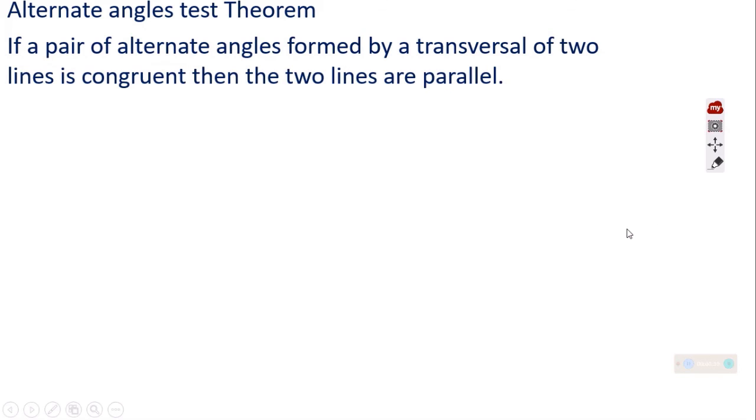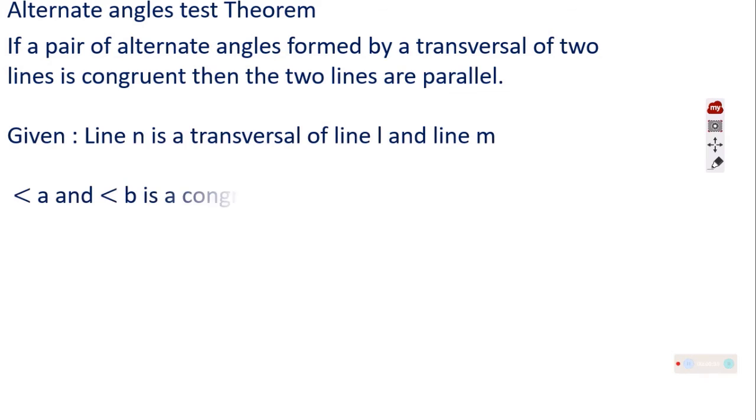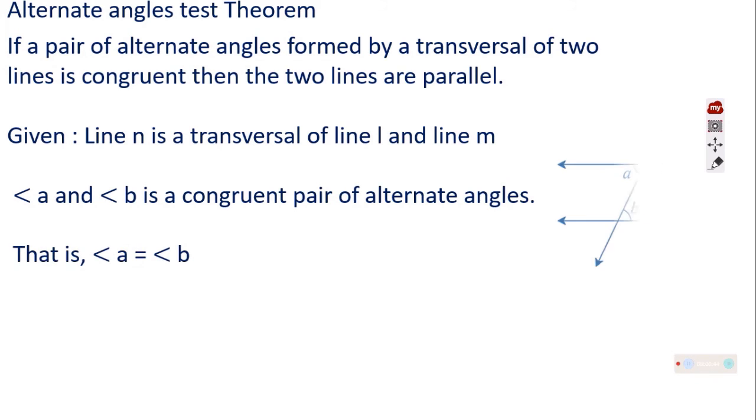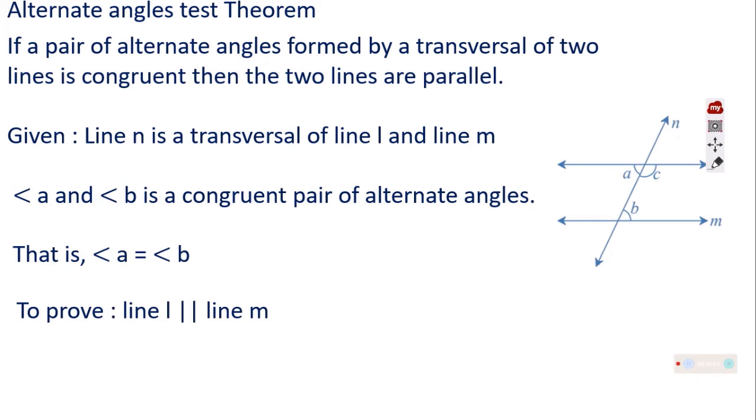If a pair of alternate angles formed by a transversal of two lines is congruent, then the two lines are parallel. There is a transversal and alternate angles are congruent. So it is given that angle A is congruent to angle B, and they are alternate angles because they are on either side of the transversal. So we can prove that line L is parallel to M.